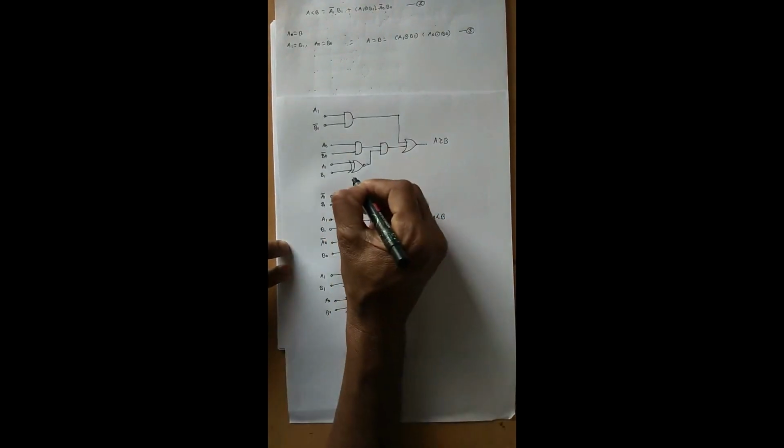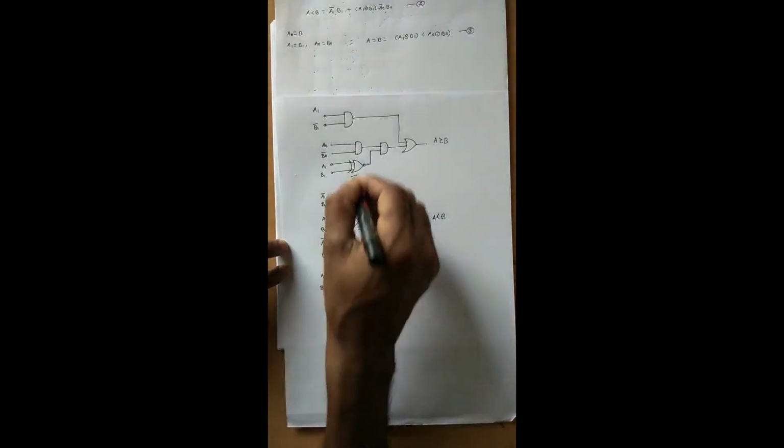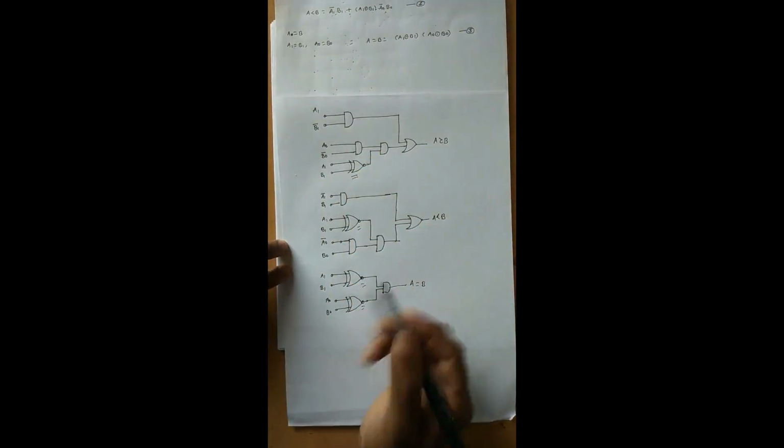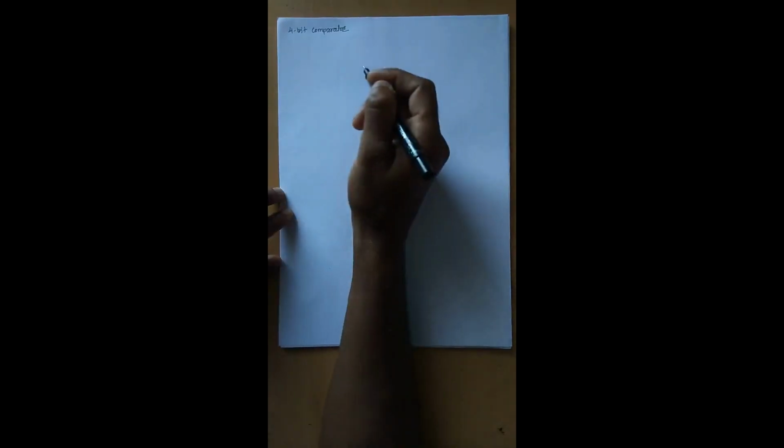Instead of this separate design of exclusive NOR gate, we can design it once, and this will be circulated throughout the circuit. But for our simplification, for understanding purpose, we separate each and every XNOR gate for the different equations. Okay, let's continue with the third type, the remaining part of the comparator, that is 4-bit comparator.